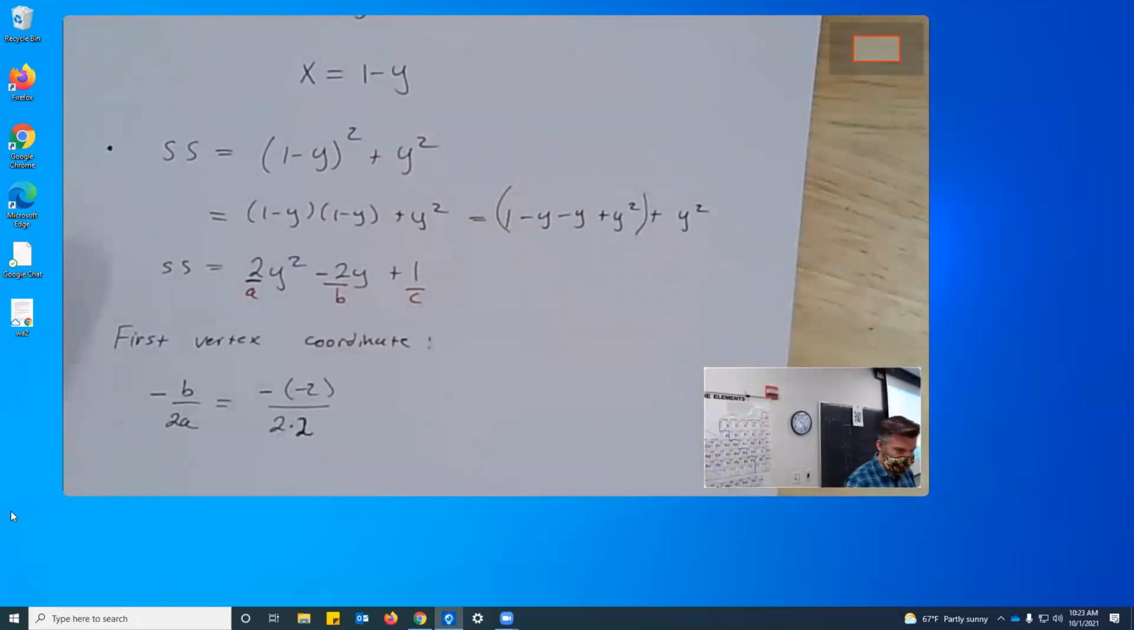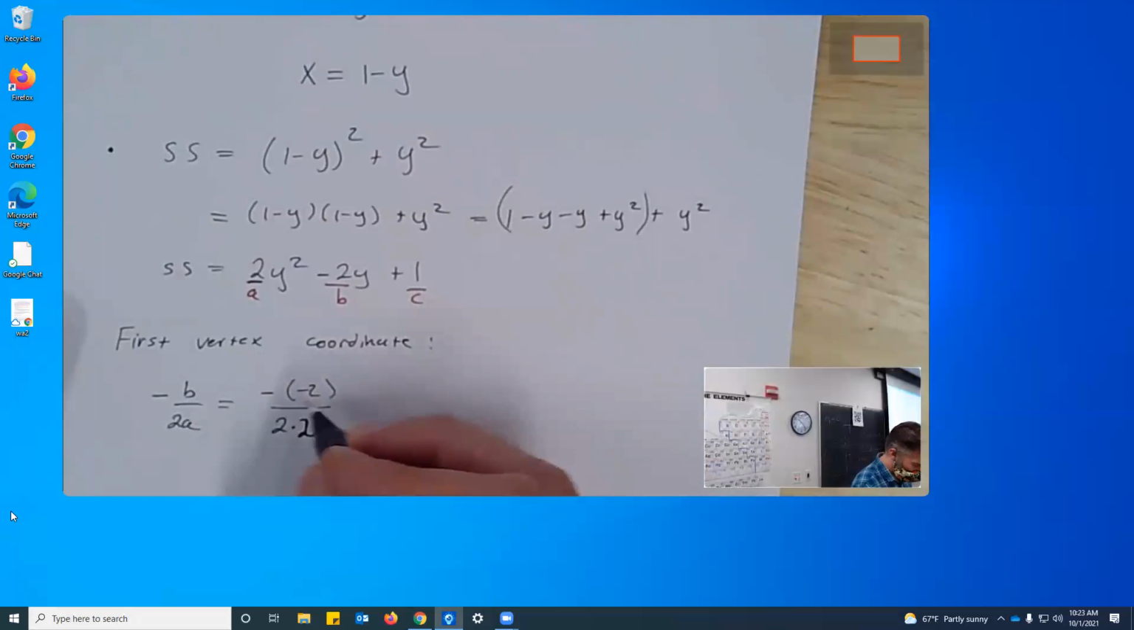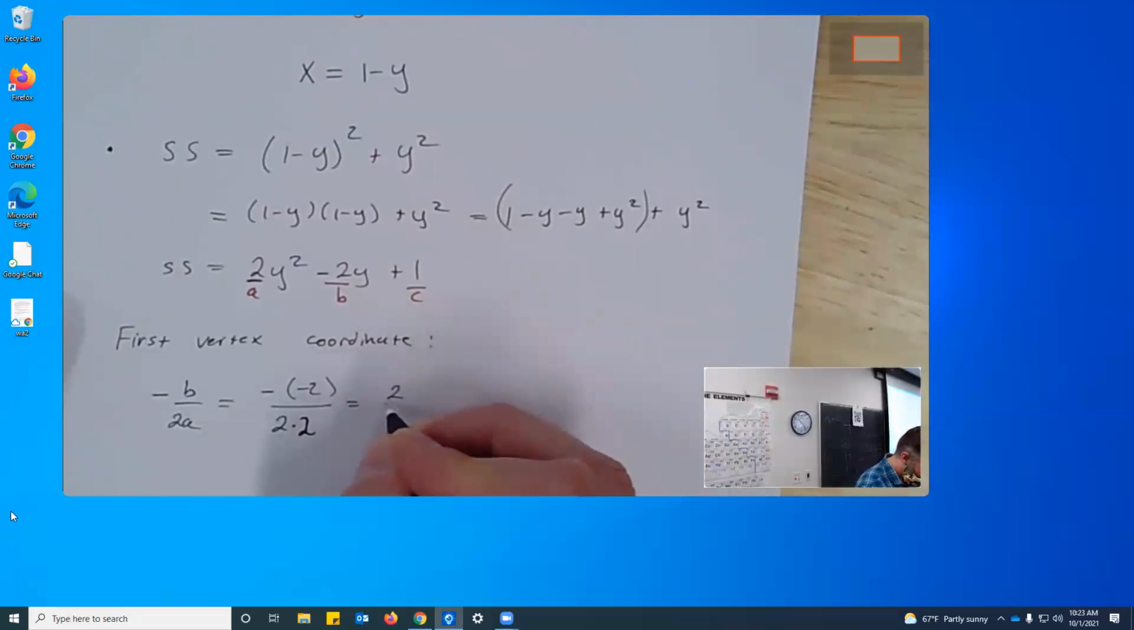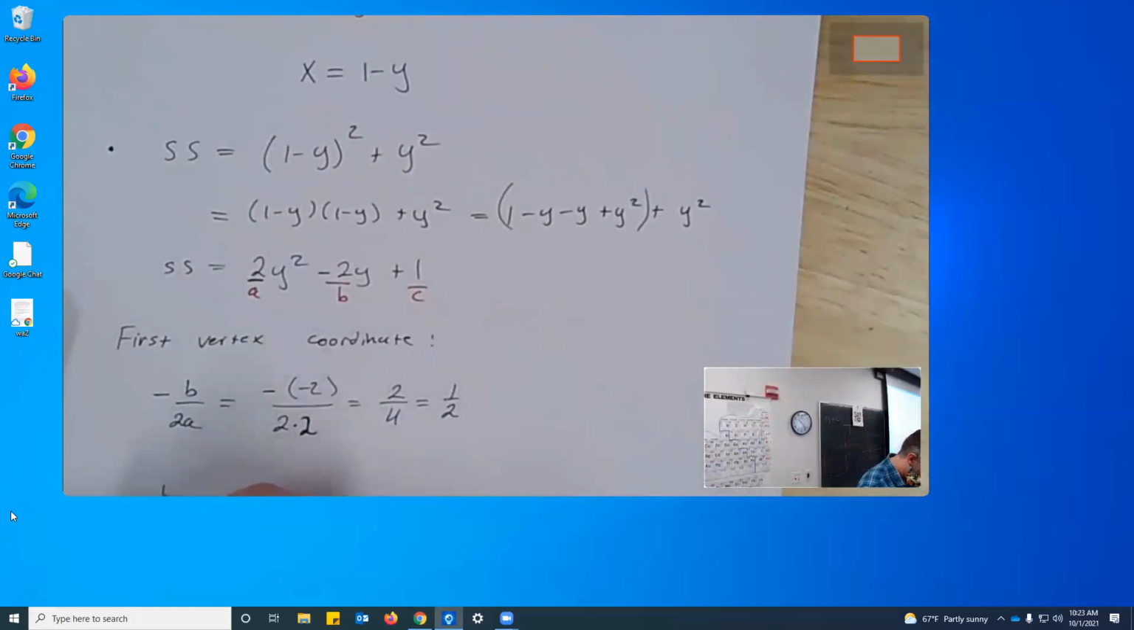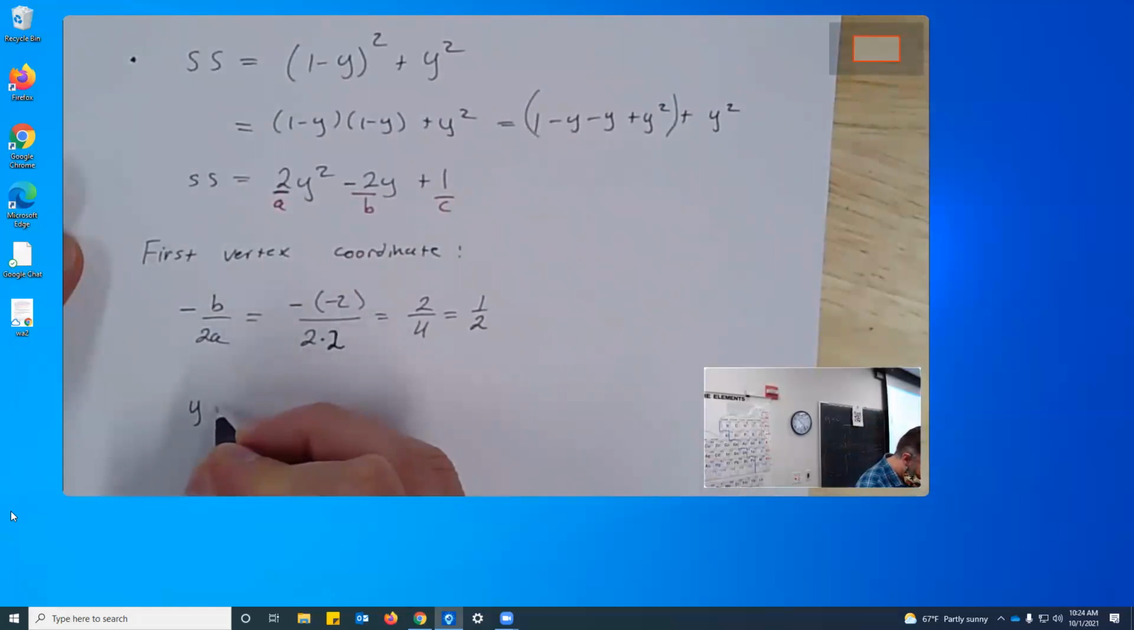Luckily, it's easy to turn a 1 into a 2. So I've got positive 2 over 4, which reduces to 1/2. So that's our Y coordinate, or I should say that's our Y value. It's the first coordinate. So we get y equal to 1/2.